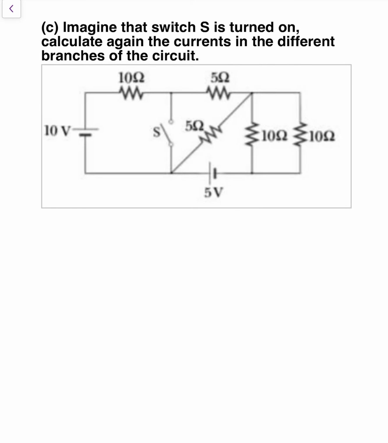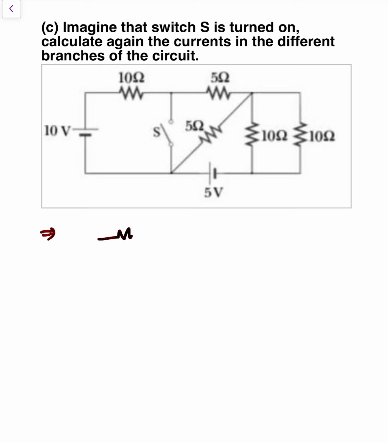Now, our motto. First of all, read the question. Imagine that a switch S is turned on. They calculate again the current in the different branches. So first, parts A and B are already done in the previous lecture. So we focus on the case where the switch is closed. First of all, make the circuit.